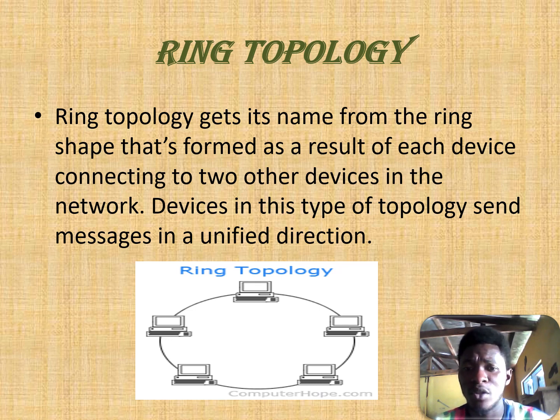And with this topology, when one device gets spoiled on the network, it affects the whole system. That is the disadvantage of this kind of topology. When one device gets spoiled, it affects every other device because the link to get the information has been broken. And so that is the ring topology.